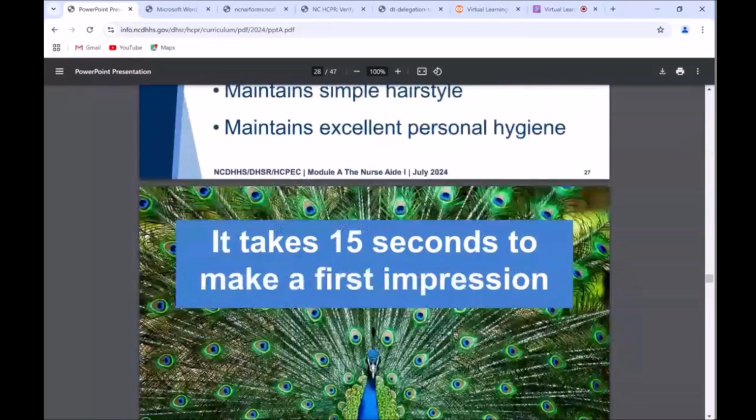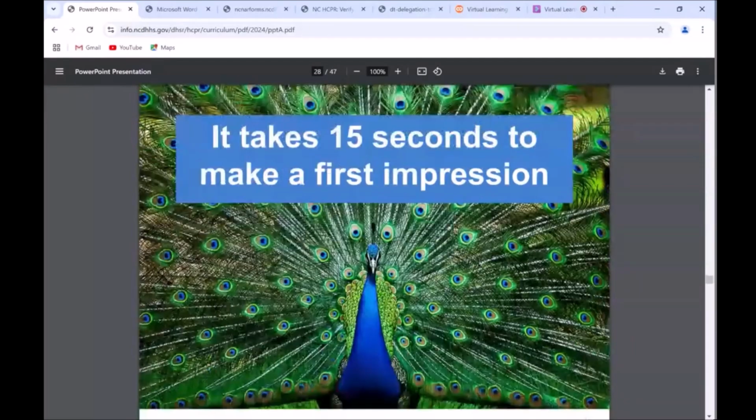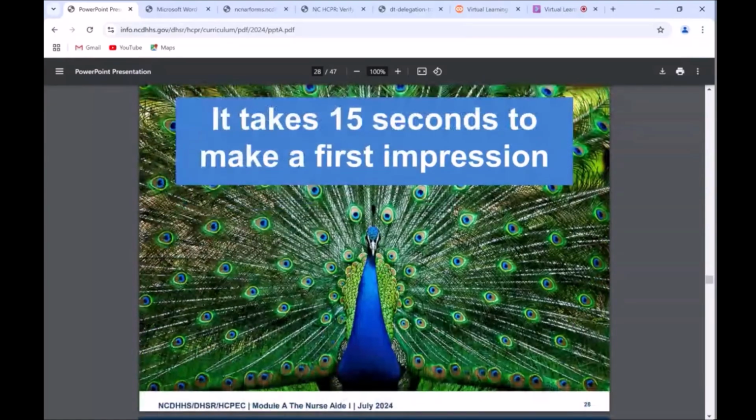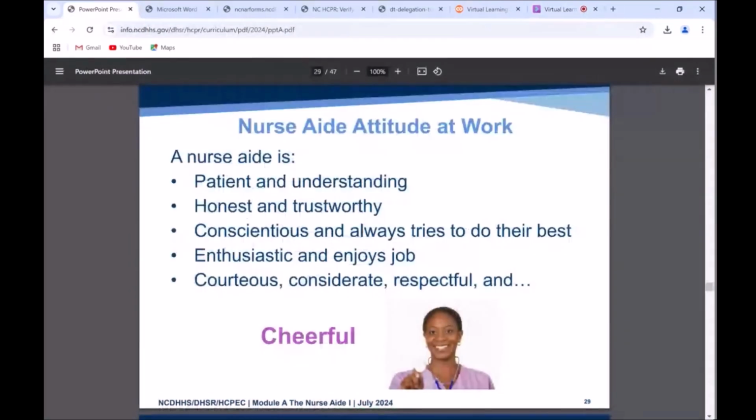All right. Keep in mind, it takes about 15 seconds to make a first impression. So that's how important a person's physical appearance is. First impressions are important, whether you're meeting the resident for the first time or going to a job interview. Looking and feeling good about yourself includes self-confidence, which increases the likelihood that the resident will be confident in you as a healthcare provider. Now let's talk about the nurse aide attitude at work.